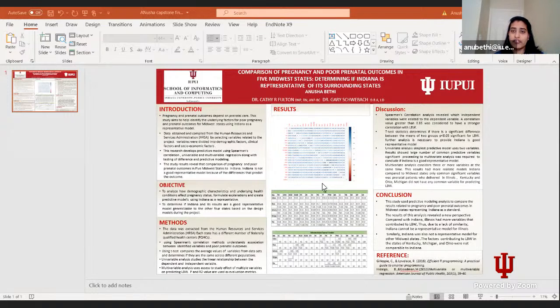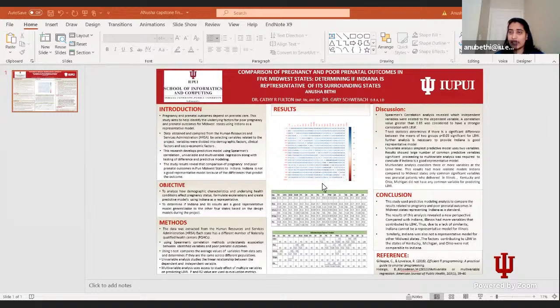We plotted a graph for Spearman correlation. Spearman correlation is the initial thing that we plotted to understand whether there is an association between identified variables and poor prenatal outcomes. Following that, a t-test. A t-test compares average values of the variable across the data sets and determines if they are the same across the population. We've also conducted uni and multivariate modeling.